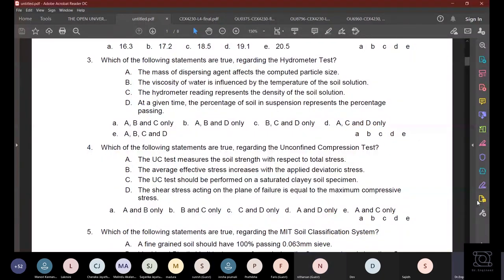So obviously statement D is correct, isn't it? Sir, why did you say statement D is correct? So now think about what percent passing means. Percent passing and such are usually defined with Cu. When compared with Cu, you can easily understand what percent passing is.